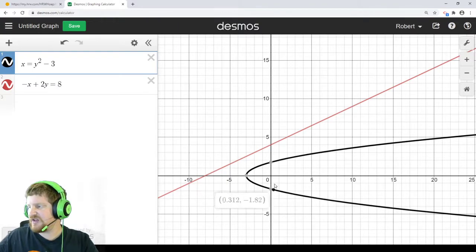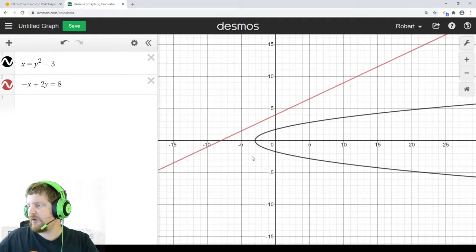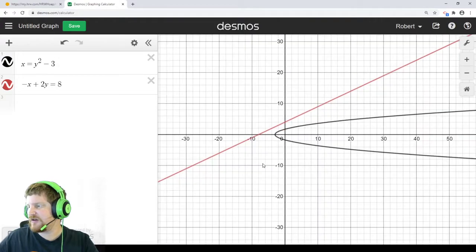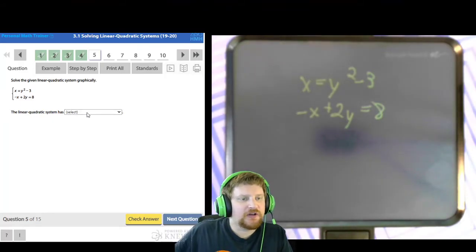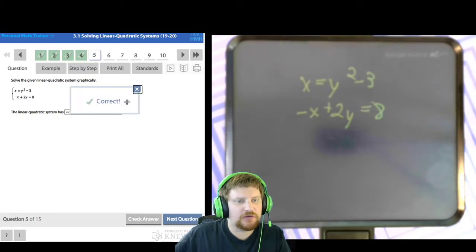So we see that this is a quadratic, but it's actually quadratic on the y-axis, which looks kind of funky because we've not seen that yet. However, we can see that it does not cross this line at all, ever. So let's go ahead and go back to the linear quadratic system has no solution.